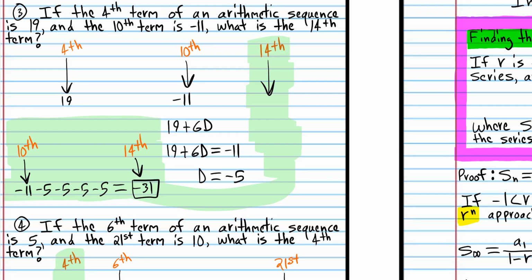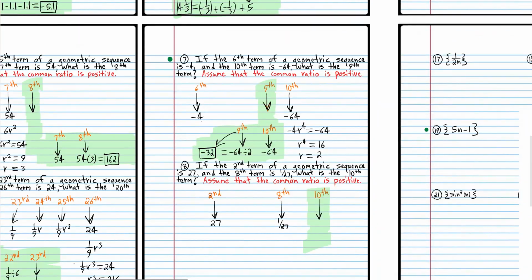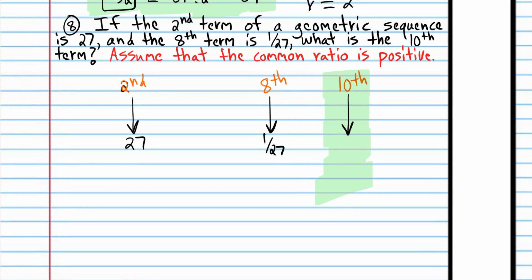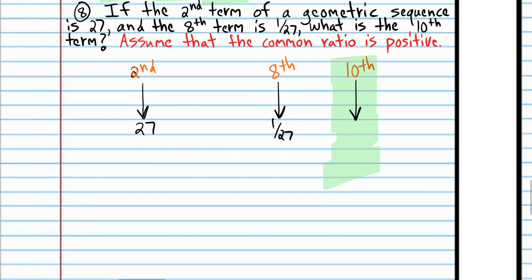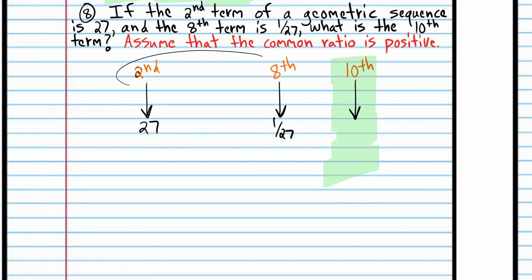So again, this is a geometric sequence. We have to multiply 27 by some constant 6 times to get to the 8th term, because 8 minus 2 is 6. So the 8th term is going to be 27 times r to the 6th. That has to be 1/27.